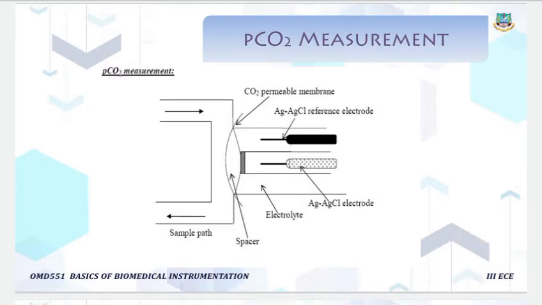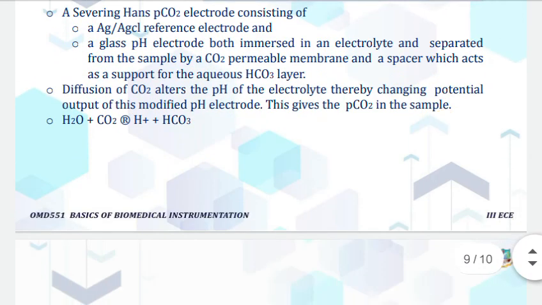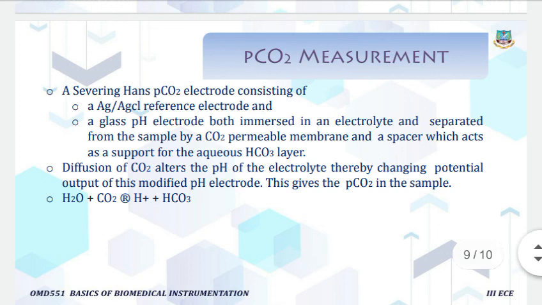Here also we are using a reference electrode and a glass pH electrode. These two electrodes are immersed in an electrolyte solution and separated by a carbon dioxide permeable membrane and a spacer. Then the diffusion of carbon dioxide alters the pH of the electrolyte, changing the potential output of this modified pH electrode. This gives the PCO2 in that sample. This is how PCO2 is measured.